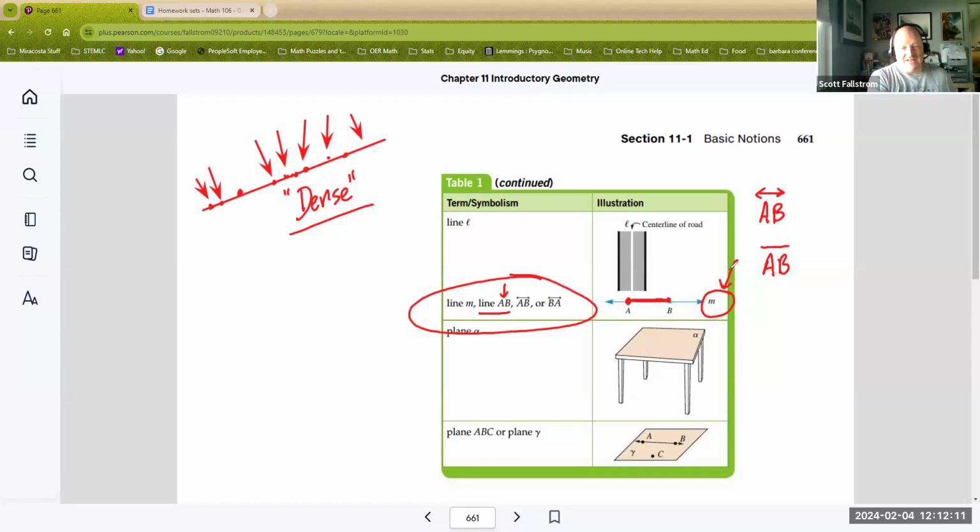The notation is really important as we go forward. Because we read AB left to right, just understand that it is actually the same line as BA, as long as you put the arrows over it.